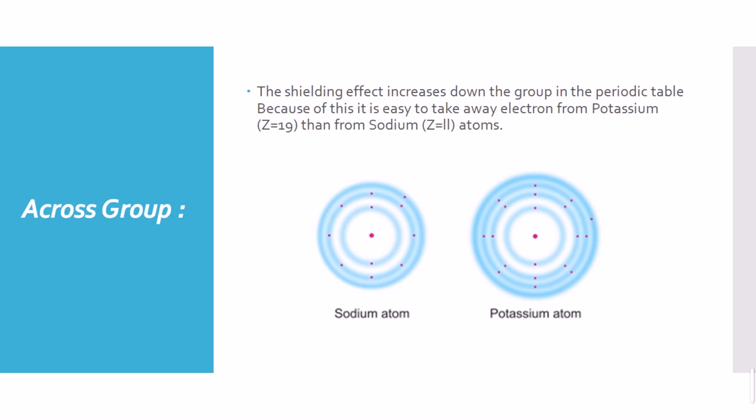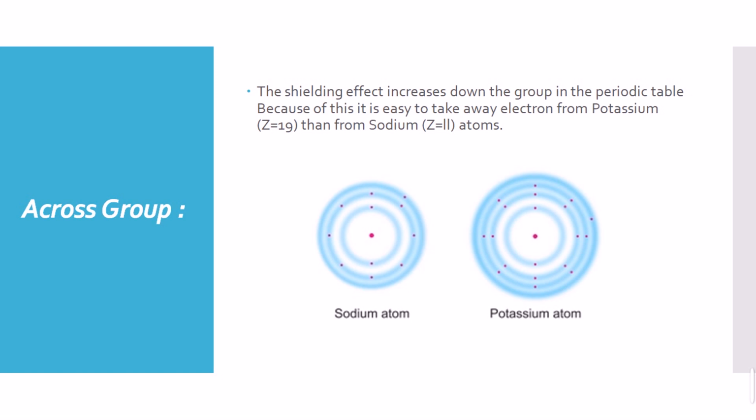Down the group of the periodic table, it is easier to remove an electron from potassium than from sodium. Sodium and potassium are good examples relating to size down the group. Sodium is at the top of the periodic table and potassium is below sodium. The sodium atom has 11 electrons, so it has fewer intervening electrons than potassium. Potassium has an atomic mass of 39, but its atomic number, that is the number of electrons, is 19. So 11 is less than 19.